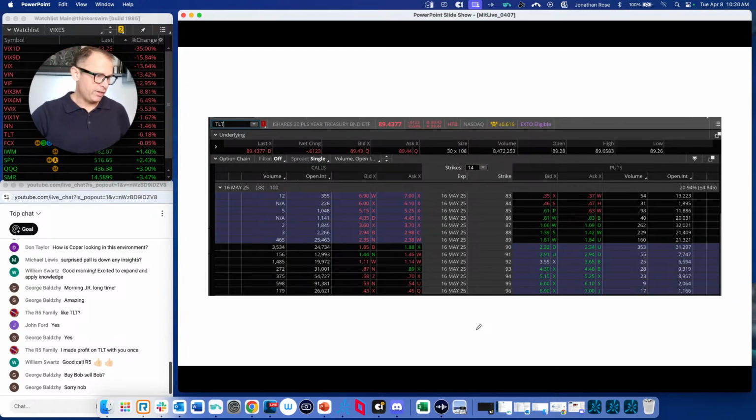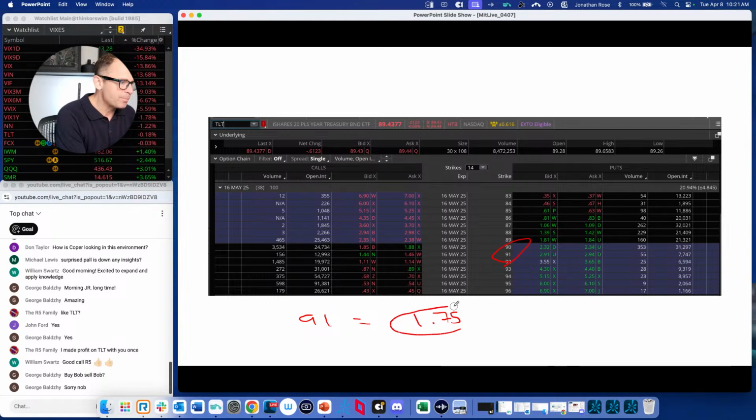So TLT, you can see it's rallying already. Consider that 91 strike. It's trading at $1.75 right now. But the cool thing is, if you buy one, it's $175 of risk.